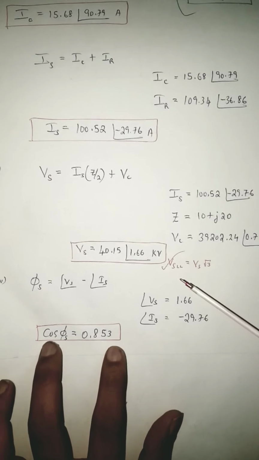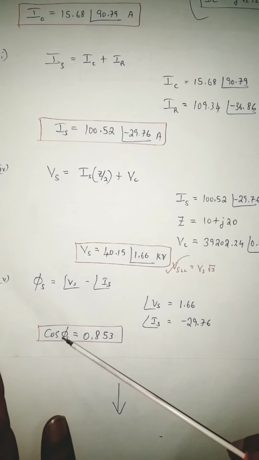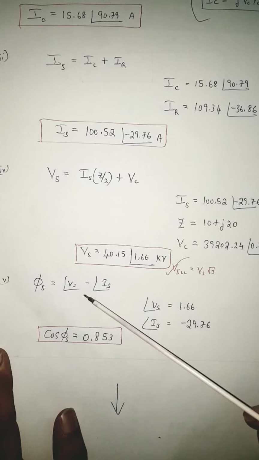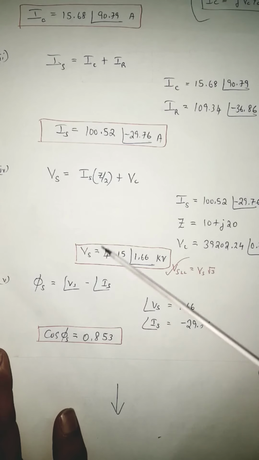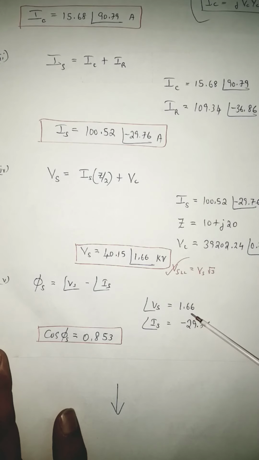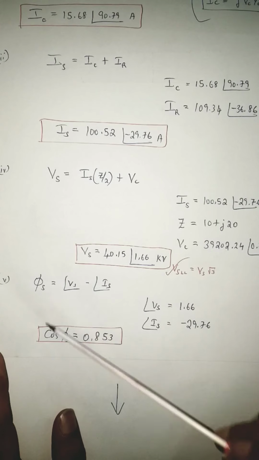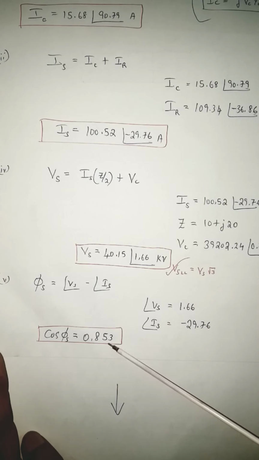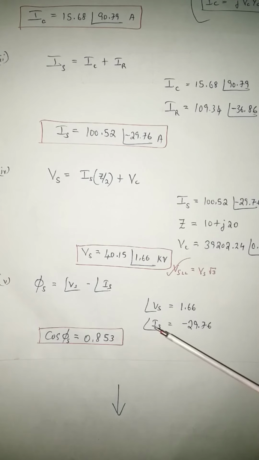Next, we need to calculate the sending end power factor. For that I'll calculate the phase difference, angle of Vs minus angle of Is. Angle of Vs is 1.66, angle of Is is minus 29.76, which I have written here. That will give you phi s. Then you can calculate cos phi s, which will give you 0.853.